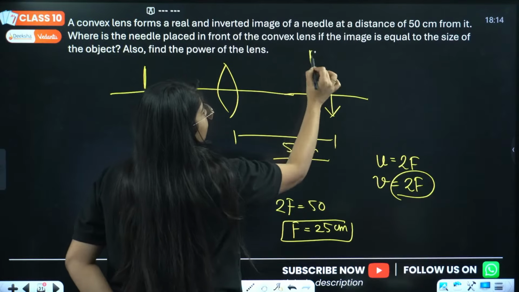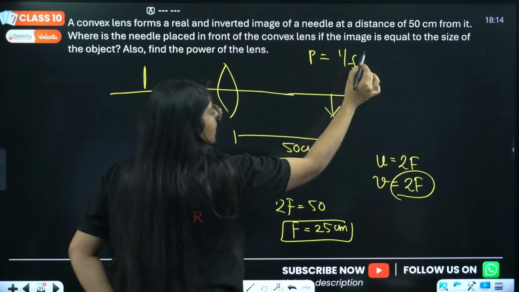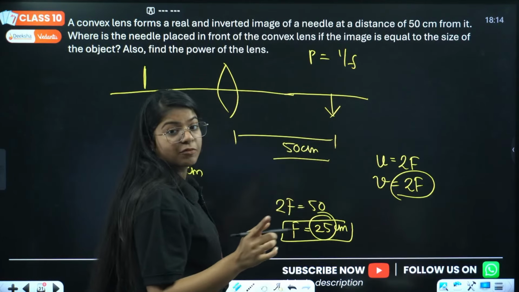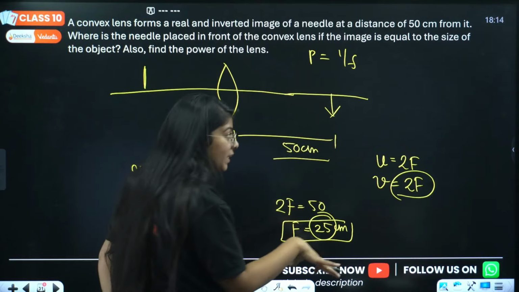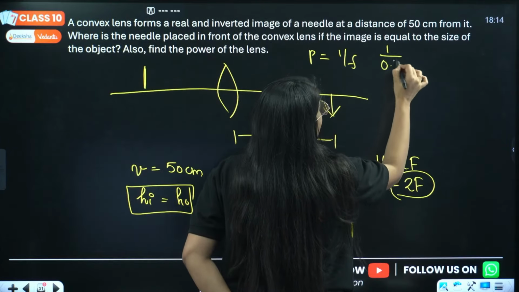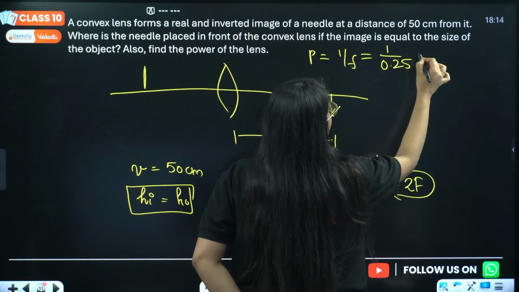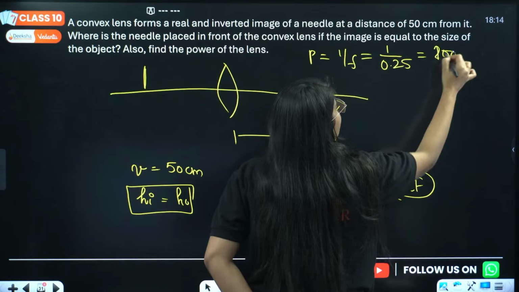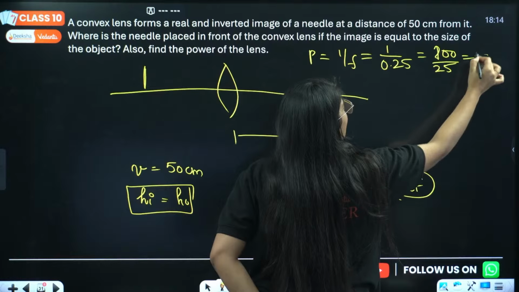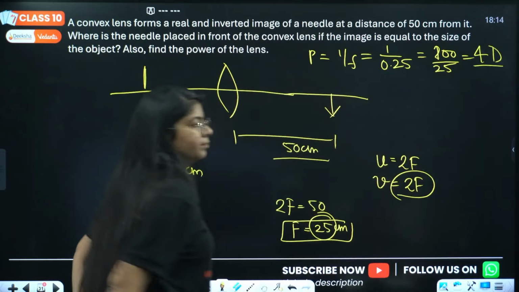Now we have to find power, that is 1 by f. So this is 25 centimeter. For power we need to convert that into meter. That will be 1 by 0.25, that is 100 divided by 25. That will be 4 diopter.